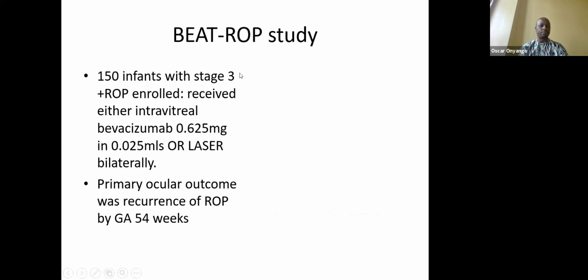Bevacizumab, it's an acronym there. And the dose we give is 0.625 in 0.025 mL. Now, this is a very small amount. In adults, we give 0.05 mL, like in bleeding cases, diabetes, etc. But if you look at the body mass of the child, lots of questions have been raised about this dose, especially for bevacizumab, because it's a whole antibody molecule. And for this study, they followed the children up to gestational age 54 weeks.